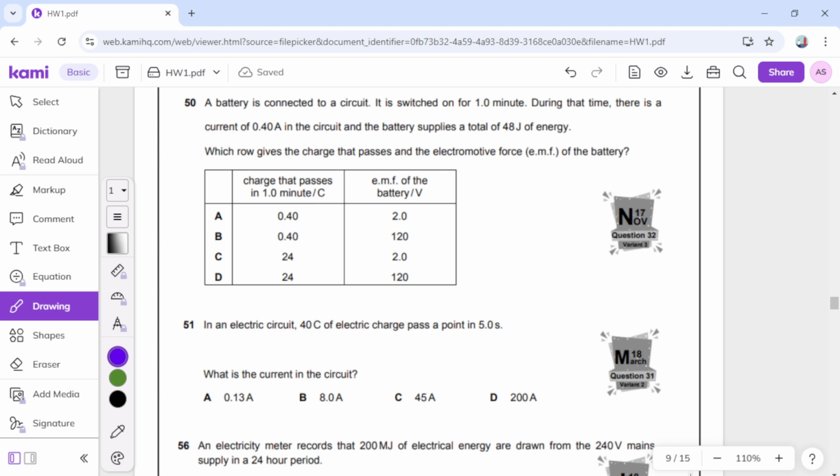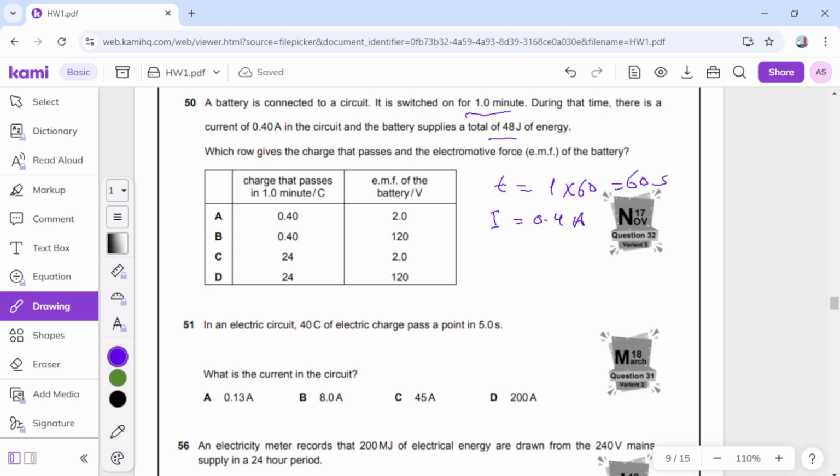A battery is connected to a circuit. It's switched on for 1 minute. So time equals 1 minute multiply 60 equals 60 seconds. During that time, there is a current. He gave you the current 0.4 amps.